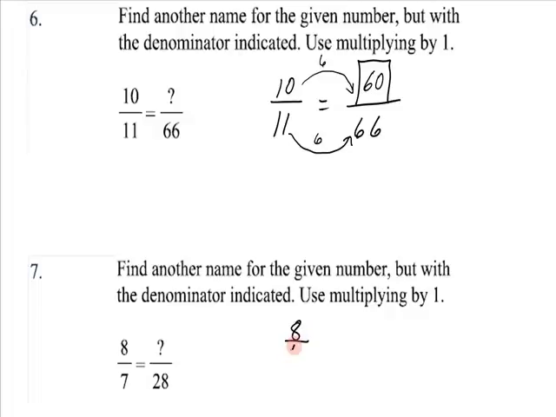We have 8/7 is what over 28? What was 7 multiplied by to get 28? 7 times what is 28? The answer is 4. So do it to the top. 8 times 4 is 32. So if this fraction is bigger on top than it is on bottom, so will the equivalent fraction. All right? So you're going to practice doing a few of those on your own.